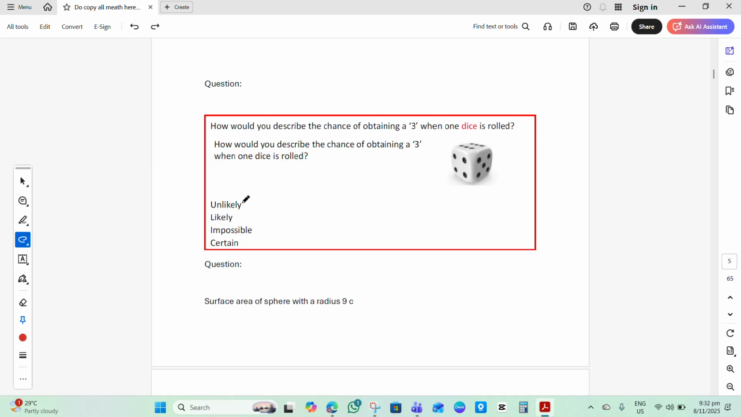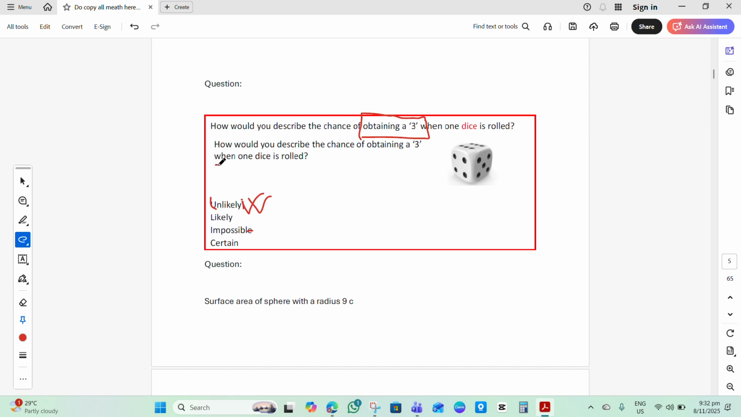Unlikely means near impossible. Okay, the answer is unlikely, here not impossible, unlikely. Why? Obtaining means to say the chance to come three.